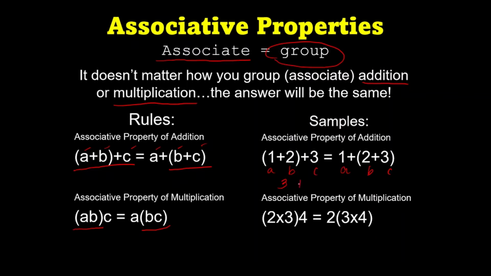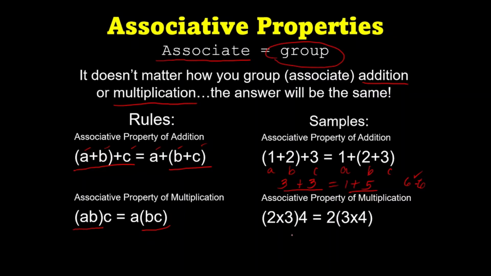Tama? Plus 3 na naiwan doon is equal to 6. Then 1 plus, what is 2 plus 3? Is 5. 3 plus 3 is equal to 6. And then 1 plus 5 is also equal to 6. That means, nag-exist or totoo or applicable yung associative property kay addition. Kahit paano natin i-group, it will get the same answer.